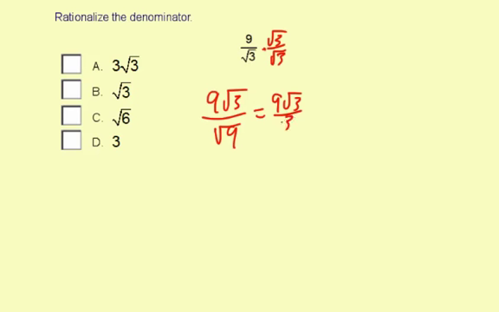Now there's no radical in the denominator, but we can go one step further because 9 and 3 reduce. So we're going to get 3 radical 3 in the numerator and then 1 in the denominator. So we can simply write 3 radical 3. So 3 radical 3 has the exact same value as 9 divided by radical 3, but it's written in proper form.